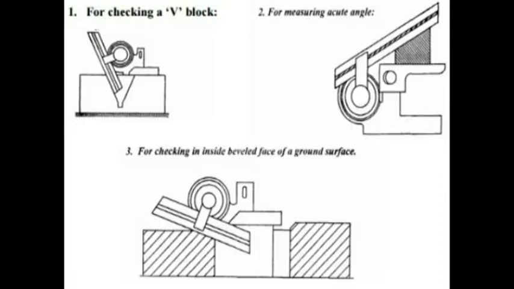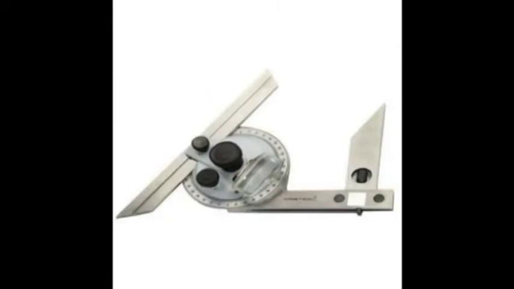Now coming to the next bevel protractor, the universal bevel protractor. The universal bevel protractor is used for measuring and laying out angles accurately and precisely within 5 minutes. The protractor dial is slotted to hold a blade, which can be rotated with the dial to the required angle, and it can also be adjusted independently to any desired length. The blade can be locked in any position.